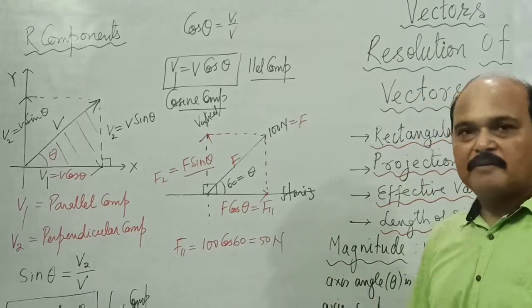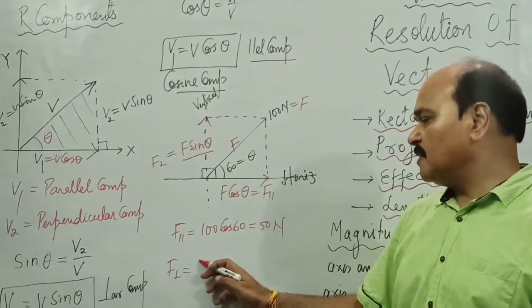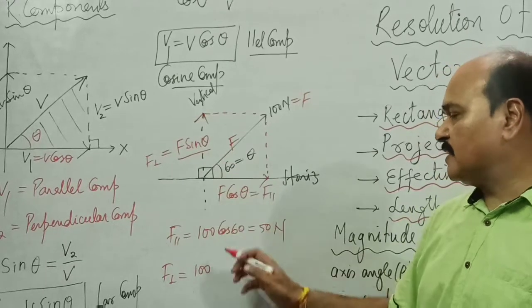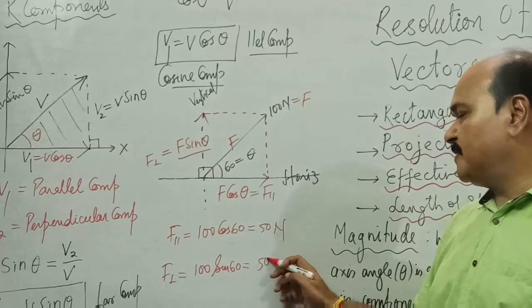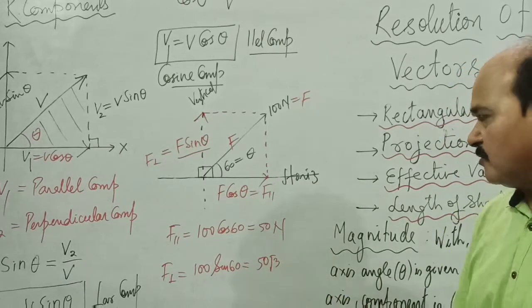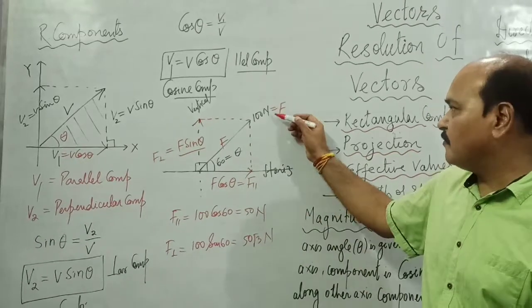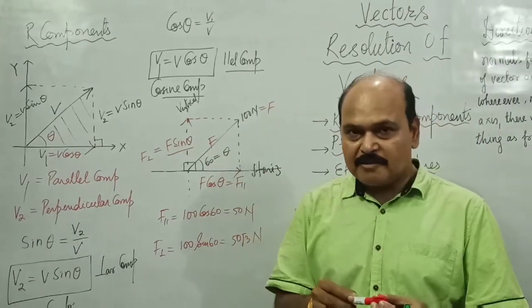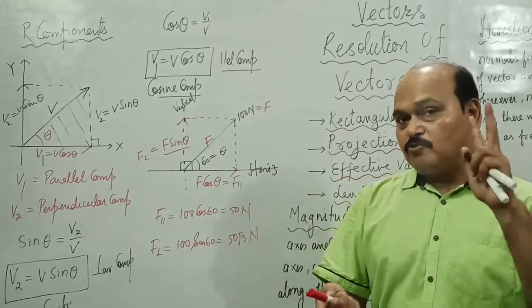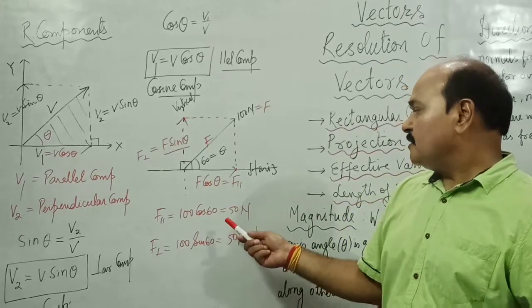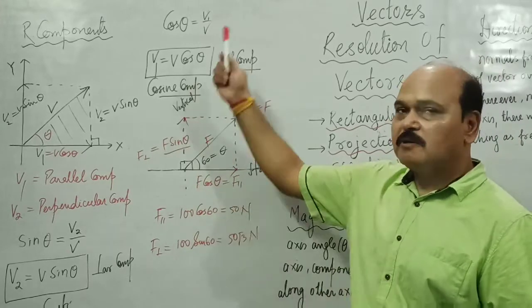50 Newton. And if you find out the perpendicular component, perpendicular component is F sin theta, 100 sin 60. 100 sin 60 is 50 root 3, sin 60 is root 3 by 2, 50 root 3 Newton. So this 100 Newton force acting at an 60 degree from the horizontal over a body can be broken down into two forces, one of 50 Newton along horizontal, other of 50 root 3 Newton along vertical.